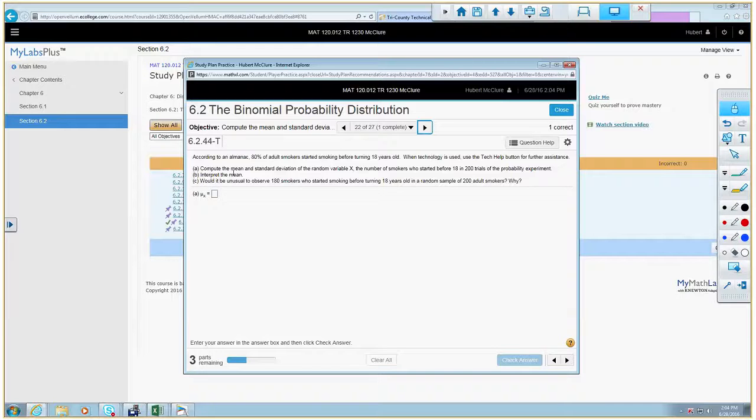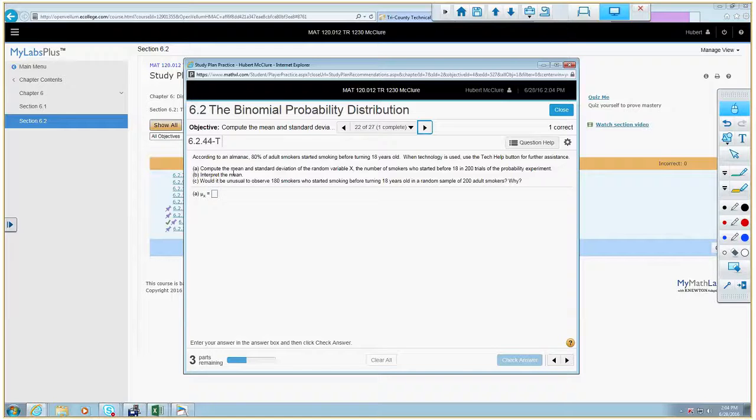You have to have that, because you have to find the number. 80% of what? 200. And that's your mean. And then your standard deviation: what's the complement of 80%? 20%. And then you multiply that by 20% and take the square root of it. That's not hard.